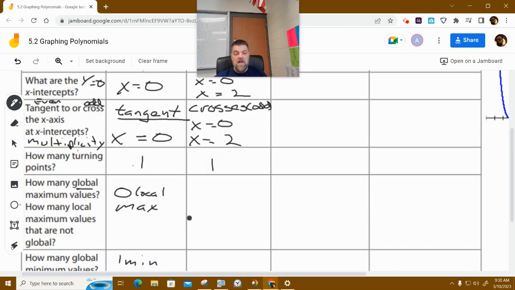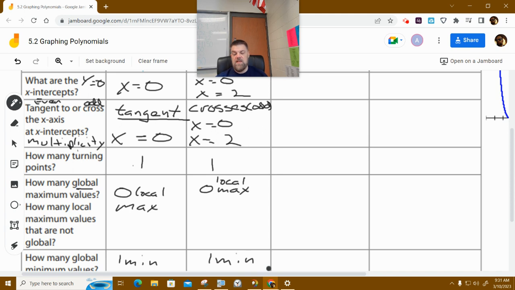Okay? How many global minimum and maximum values? We have global max, it approaches infinity, but we have 0 local max. Comes in from the top, goes out the top, so we only have mins. Now, because we only have one turning point, we only have one minimum, because the minimum occurs at the turning points. Oh, I wrote that in the wrong slot. We have one minimum.